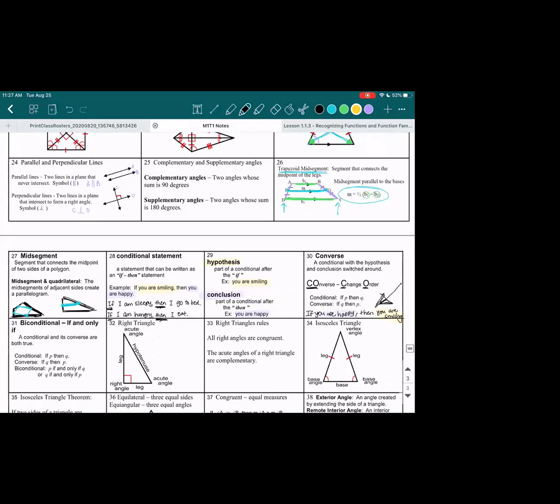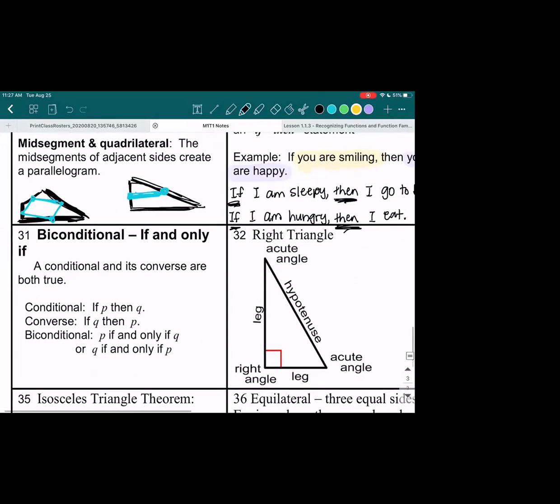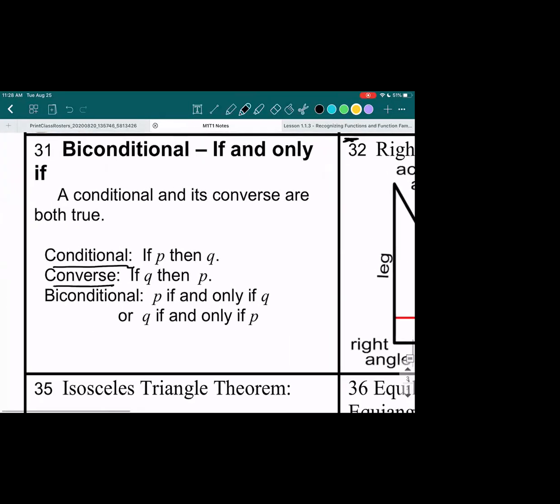All right, let's go to number 31, biconditional if and only if. So a biconditional statement is when a conditional statement is true and its converse is also true. I know it looks confusing over here, so I'm going to give you an example of one later. A conditional statement says if P then Q, right? The converse is just a changed order of that, if Q then P. Biconditional is P happens if and only if Q happens, or Q happens if and only if P happens. So let me give you an example of a biconditional statement. I'm going to zoom in just so I have space to write.